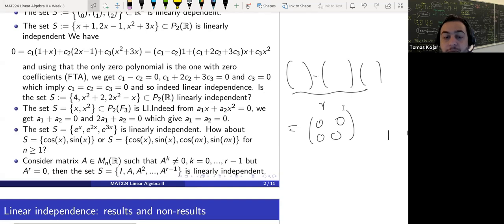Okay, so this is the matrix property, and then we take the set to be the multiples of A up to hitting the nilpotent power r. The claim is that this set is linearly independent. So let's do that.